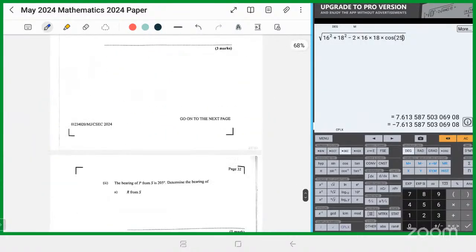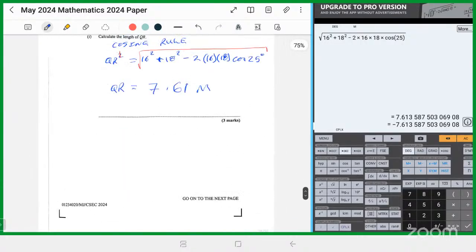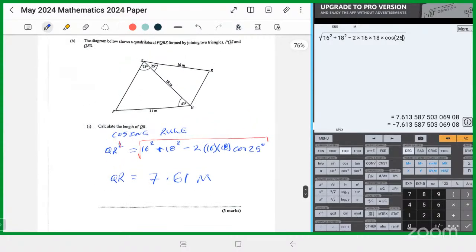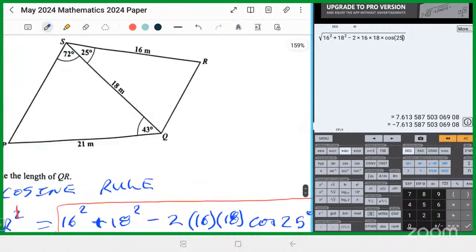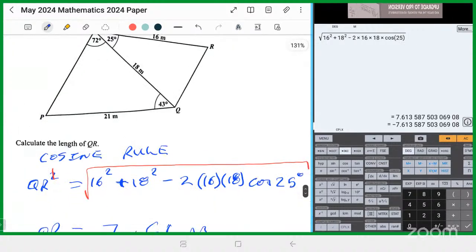Then now it wants us to find, that's all I wanted, length of QR. All right, that's all I wanted. Let's put on the diagram in case we need it. So this side is 7.61.